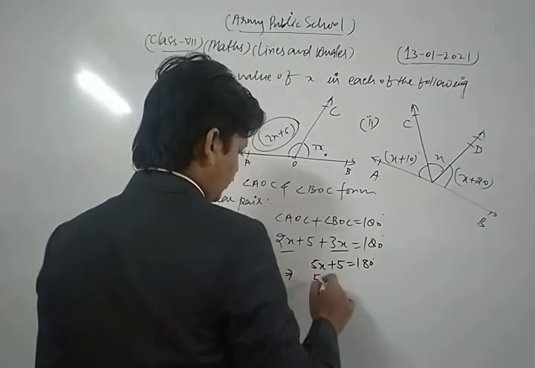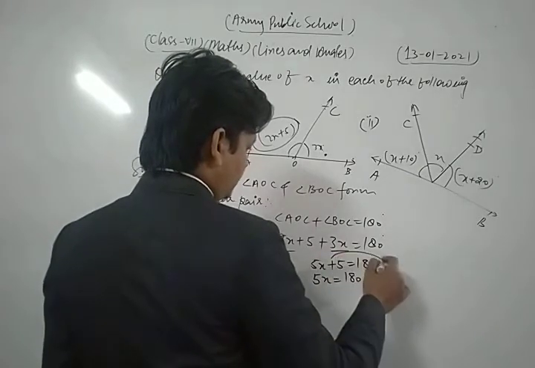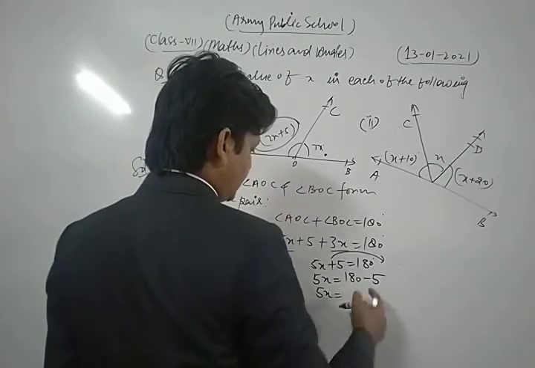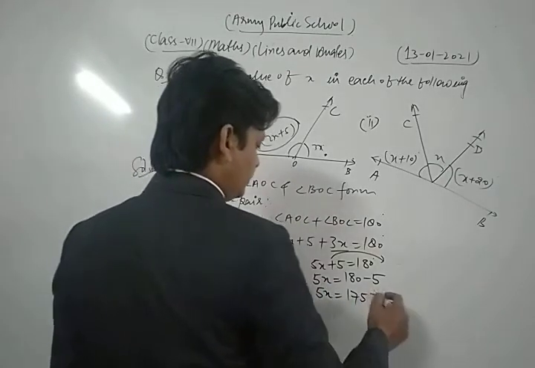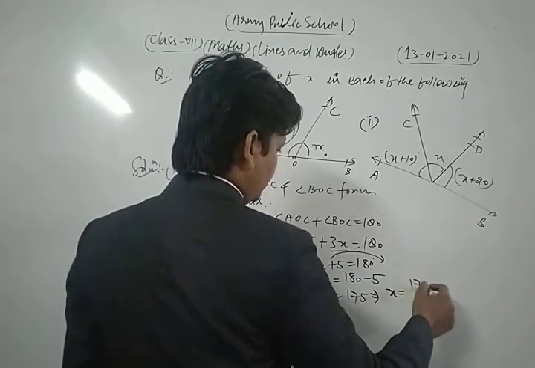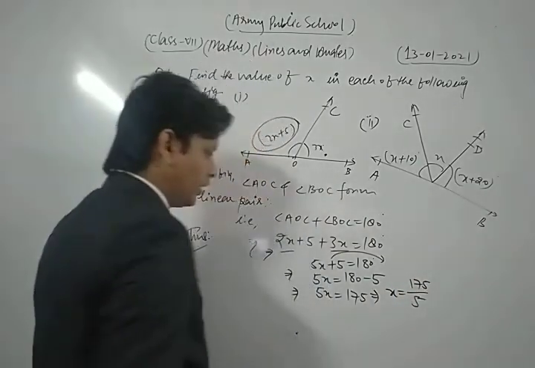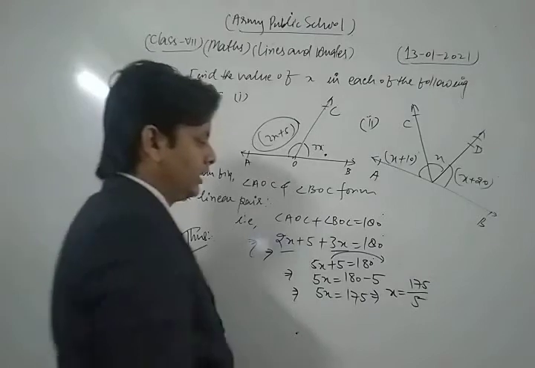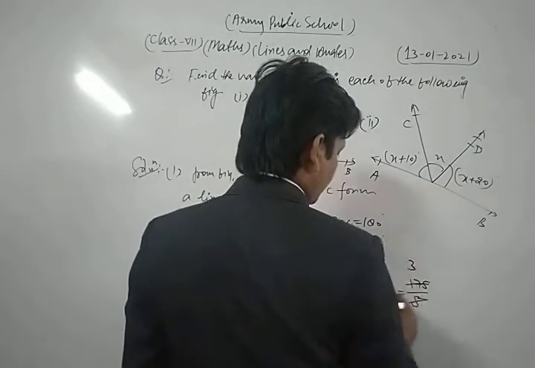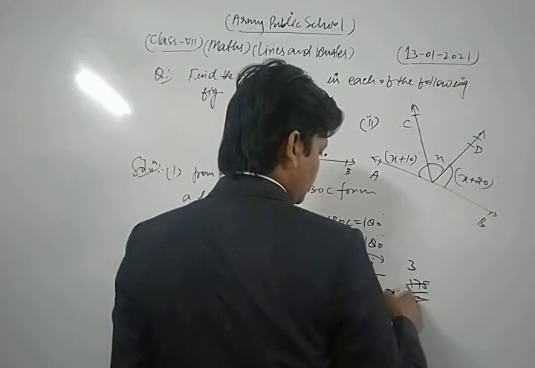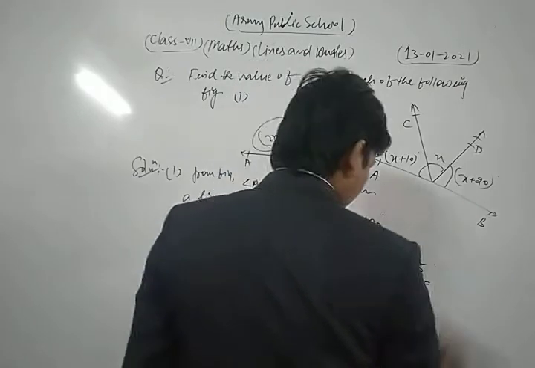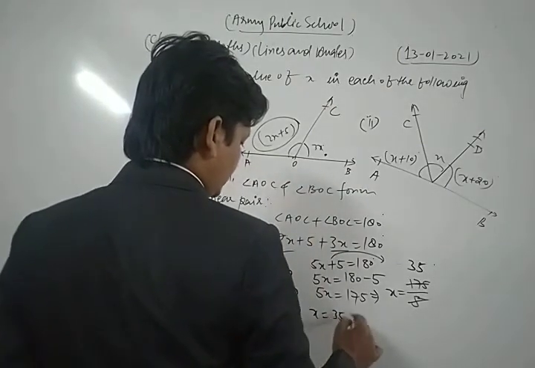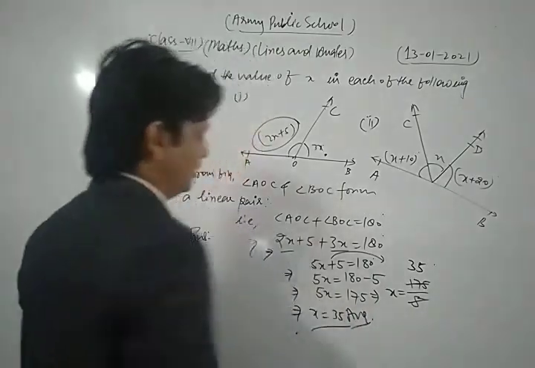Thus the value of 5x is equal to 180 plus 5, transfer that side, this is minus 5. So we get 5x is equal to 180 minus 5, that is 175. Now the value of x is 175 upon 5. Okay, now let's see. 5 3s are 15, carry over 2. 5 5s are 25. Thus the value of x in that figure is 35. This is the required answer.